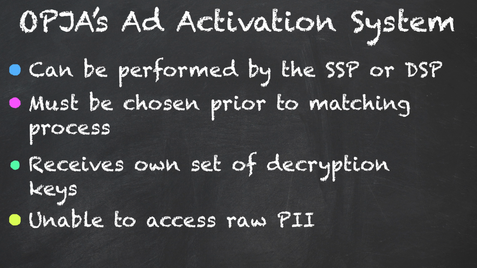Either way, the advertiser and publisher will have needed to decide on which to use before the matching process even started. And one reason for that is because the SSP or DSP will be given a set of keys, more keys, to decrypt the encrypted label and see whether an impression is associated with a matched user or not. What's important to call out is that the SSP or DSP will not be able to see the raw personally identifiable information for that user. That's not what's hidden in the encrypted label. Instead, decrypting the encrypted label will effectively just reveal match or no match.